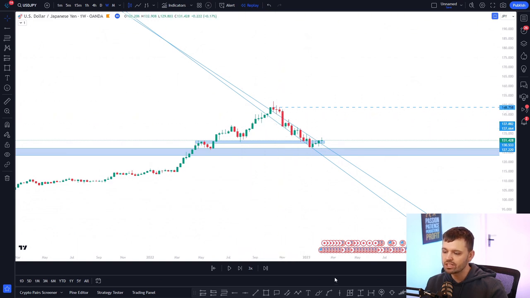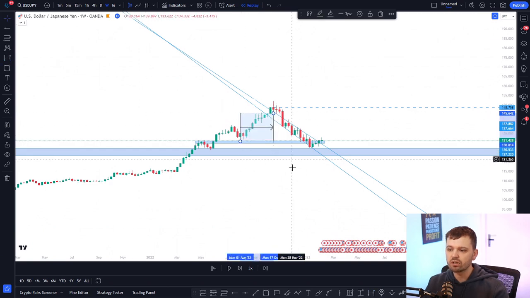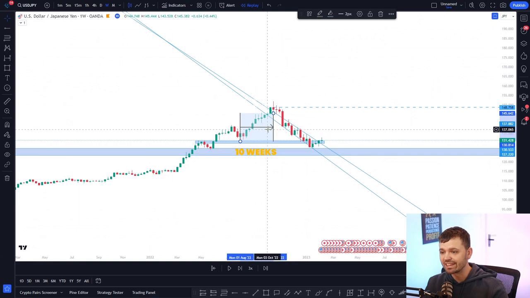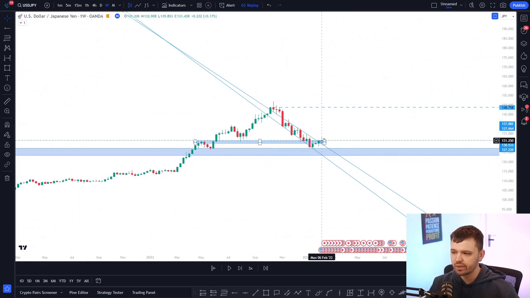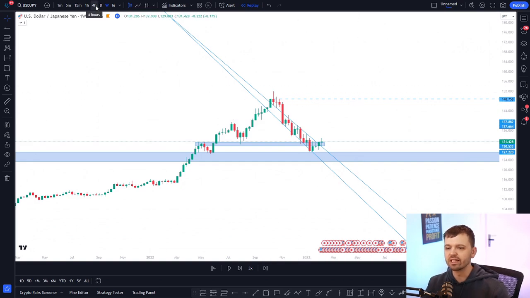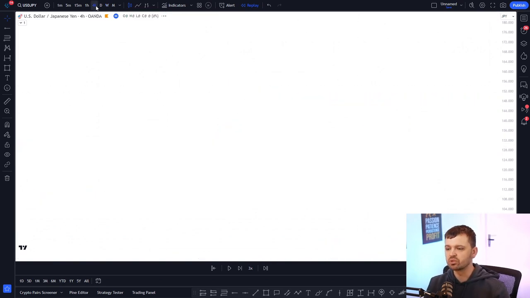And how long should that take? Well, if we calculate how long this move took up here, we could say it took on a weekly basis 1, 2, 3, 4, 5, 6, 7, 8, 9, 10 weeks. So obviously a long-term trade, 10 weeks, very long. So this is definitely a swing trade and a swing trade plan.